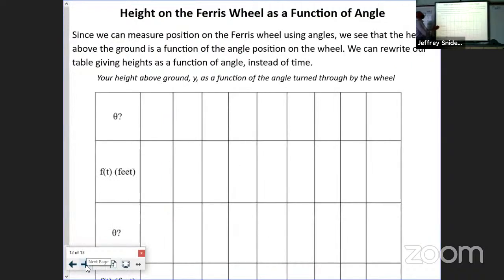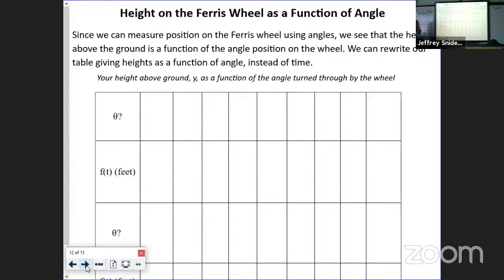Okay, here we go. Since we can measure position on the Ferris wheel using angles, we see that the height above the ground is a function of the angle position on the wheel. Great. We can rewrite our table giving heights as a function of angle instead of time. So here you go. Your height above ground y is a function of the angle turned in the wheel. Now, notice it says theta, and it's just blank. We're going to do this in radians.